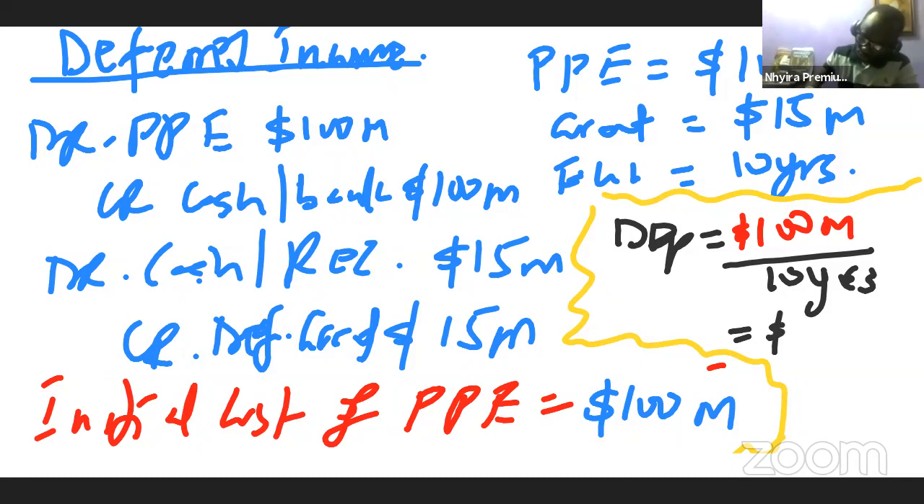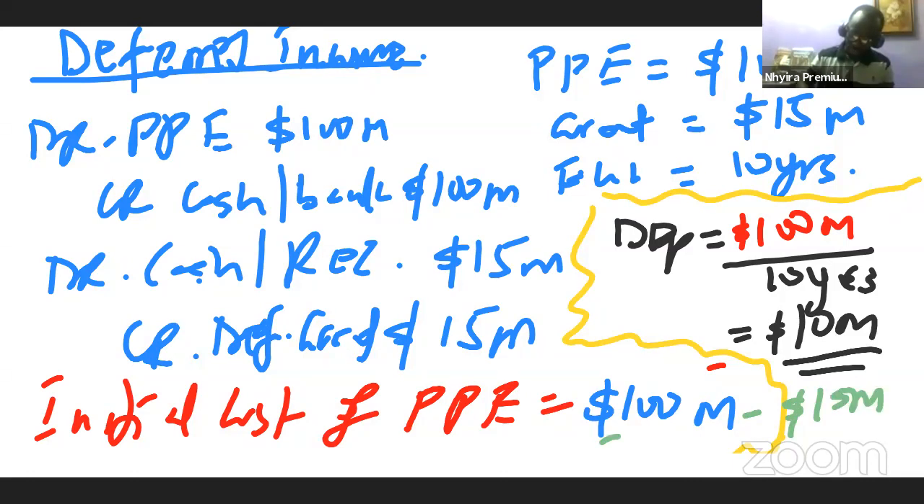Yeah. No, 10 million, sorry. So $10 million. Every year we debit the income statement with $10 million depreciation and credit property, plant, and equipment with that. So at the end of the first year, the carrying value of the asset is going to be 100 million minus 10 million, and that's going to be $90 million. That is the PPE. Then the grant will also be accounted for in the same way.